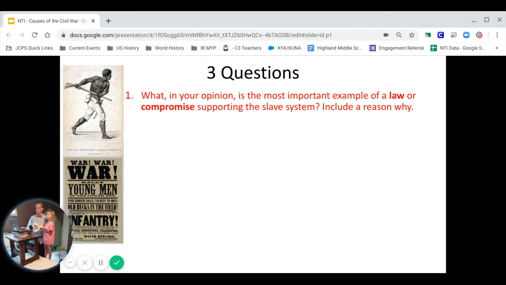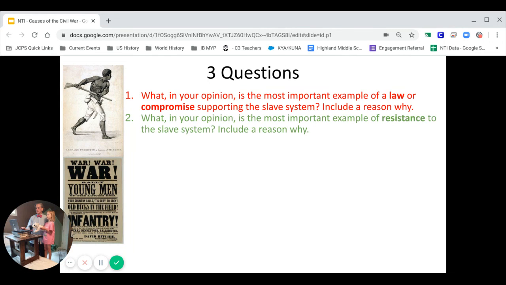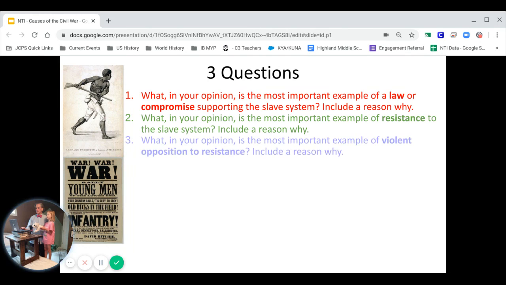So, back to the three questions. Number one, what, in your opinion, is the most important example of a law or compromise supporting the slave system? And include a reason why. Make sure that it's clear that you understand the event. What, in your opinion, is the most important example of resistance to the slave system? Also include a reason. And what, in your opinion, is the most important example of violent opposition to resistance? Please include a reason why.